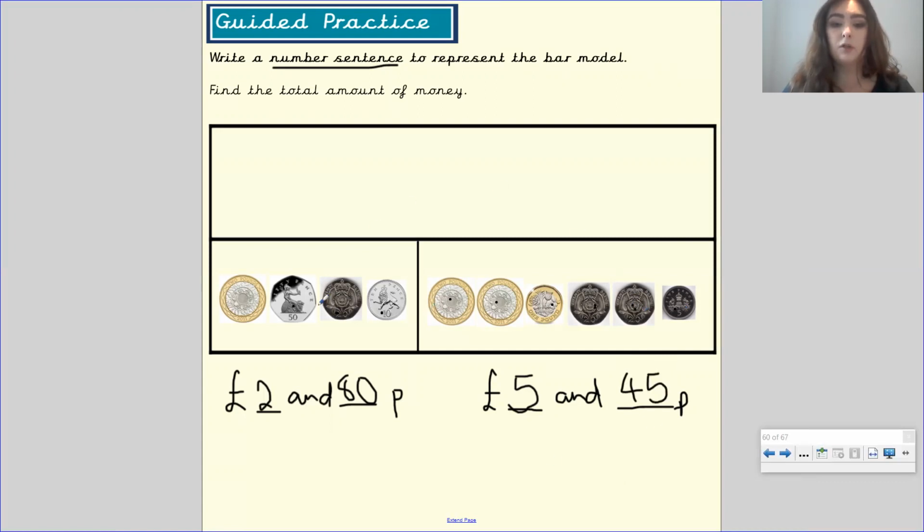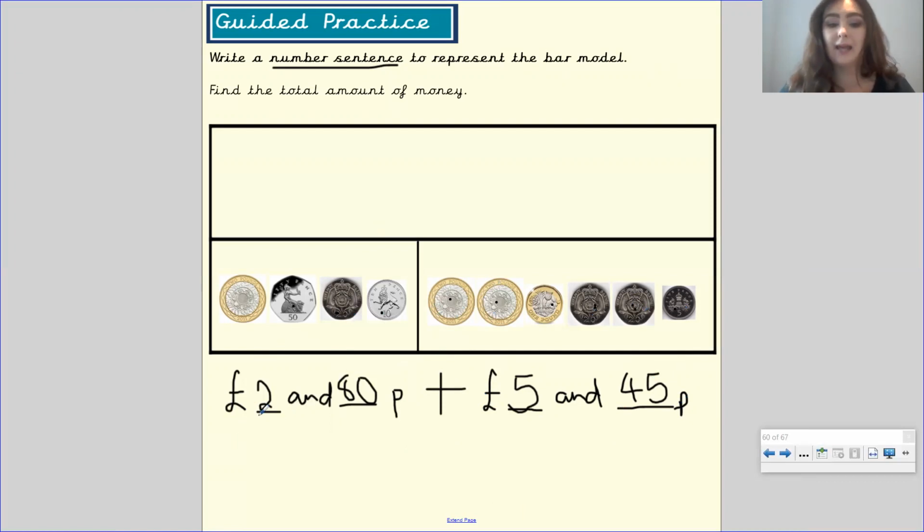But we need to know how much we have all together. So what are we going to do with these amounts? Are we going to take away, add, times or divide? Pause the video and have a think. Well done if you said add. We're going to add them together.